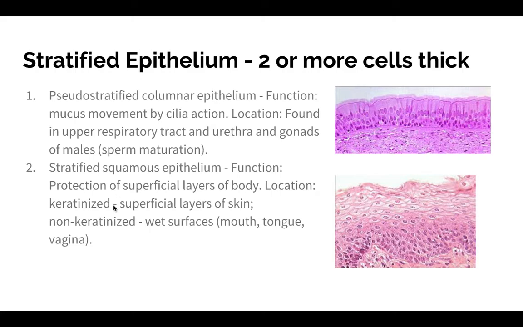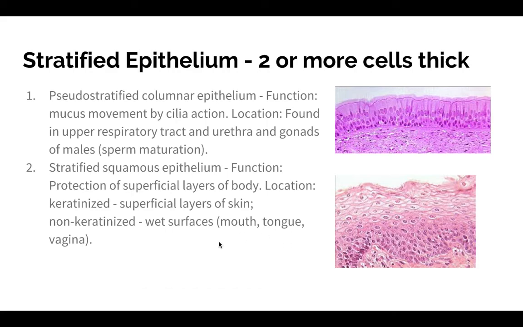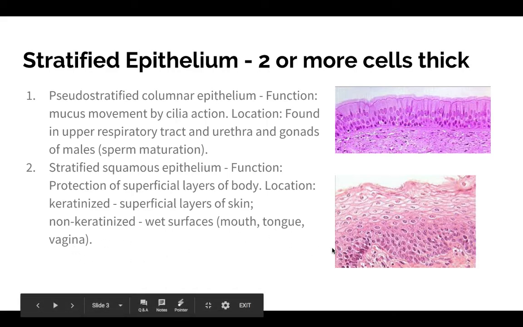The next type of epithelium we have is stratified squamous epithelium. The function of this type of tissue is the protection of superficial layers in the body. Locations for this type of tissue: you have 2 types. One type is keratinized, and that would be superficial layers of the skin. Ever hear of the protein keratin? That's because of the superficial layers of the skin. And non-keratinized stratified squamous epithelium would include wet surfaces such as your mouth, your tongue, and the tissue in the vagina.